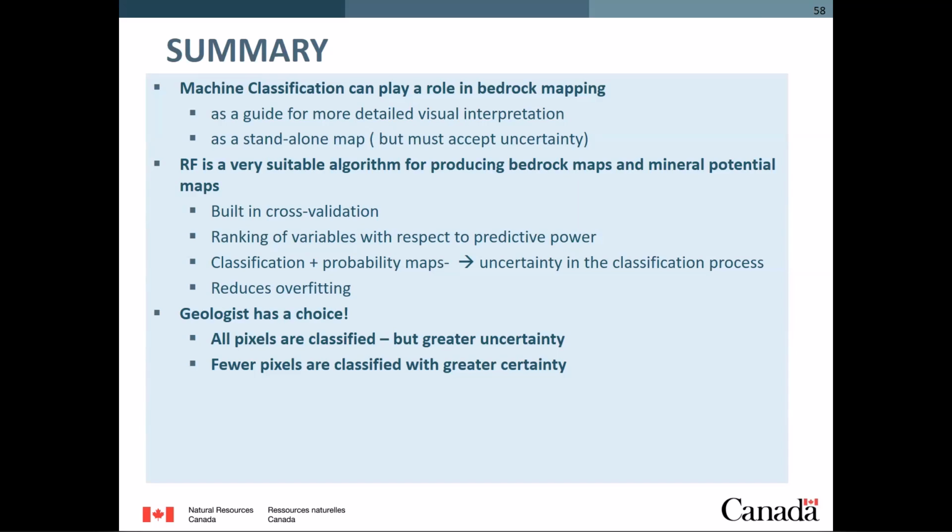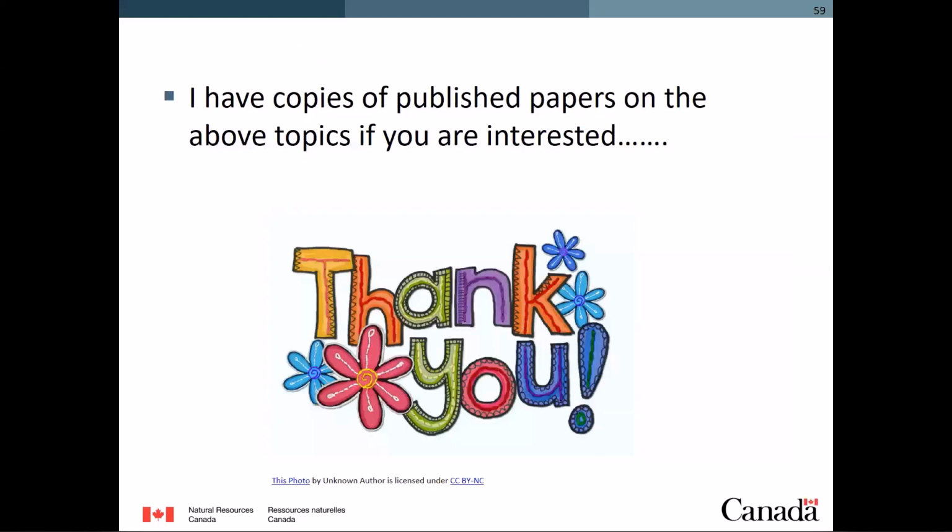So the geologist, you have a choice. You can classify all the pixels with greater uncertainty, or you can classify fewer pixels, as I showed you in some of these slides. You can take out the uncertainty, but you have fewer pixels classified. So, fast and furious. That's all I have to say.